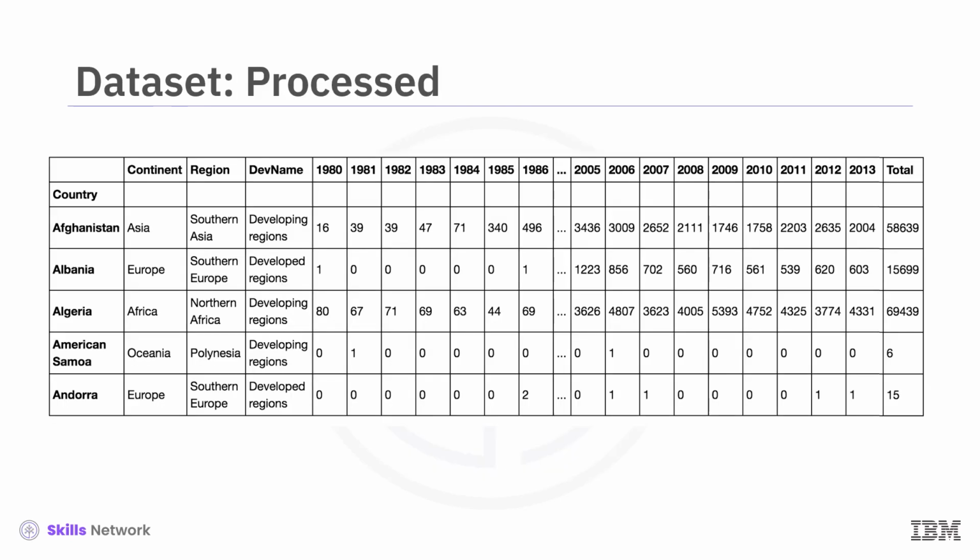So how do we create a histogram using Matplotlib? Let's process the data frame so that the country name becomes the index of each row. This should make retrieving rows pertaining to specific countries a lot easier. Also, let's add an extra column that represents the cumulative sum of annual immigration from each country from 1980 to 2013. So, for Afghanistan, it's 58,639 total, and for Albania, it's 15,699, and so on. And let's name our data frame df_Canada.